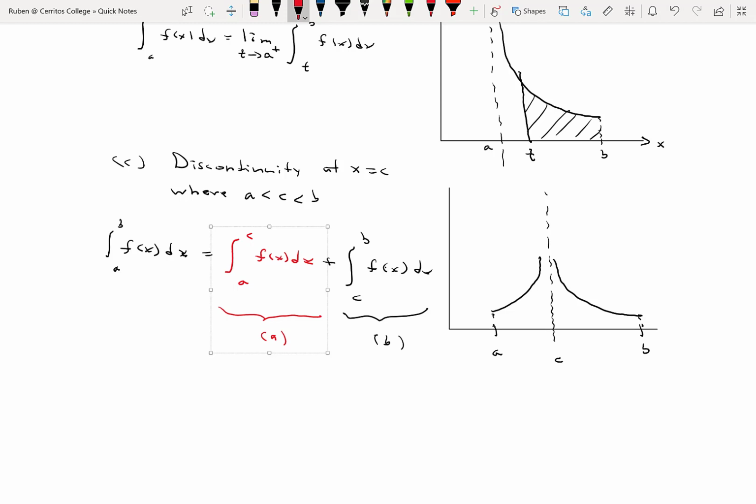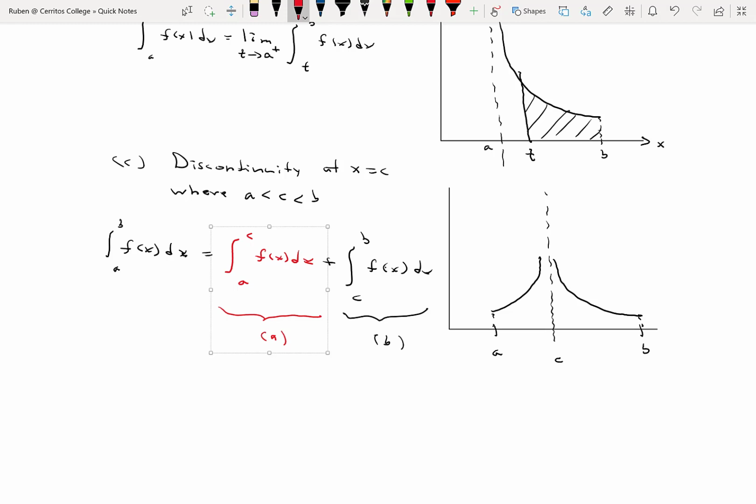You can't add something that is divergent to something that is convergent and then hope to have convergence. So the bottom line is, if one of these two integrals is divergent, then the whole integral is divergent. My word of advice would be, if you're evaluating this type 2c type of integral, break the integral into two integrals this way and evaluate the first one. If the first one is divergent, then the answer is that the integral diverges.